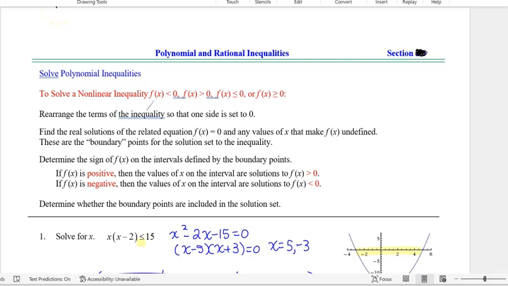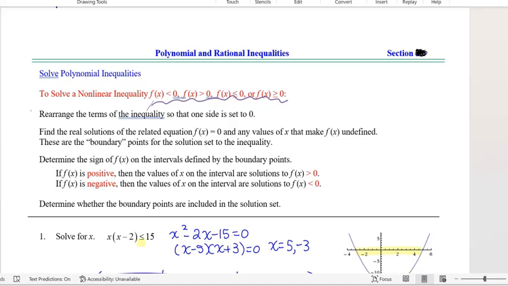Okay, so we practiced solving linear inequalities. In here, we focus on how to solve nonlinear inequalities. When we're thinking about inequality, there are basically four ways: less than, greater than, less than or equal to, or greater than or equal to. How do we solve that?